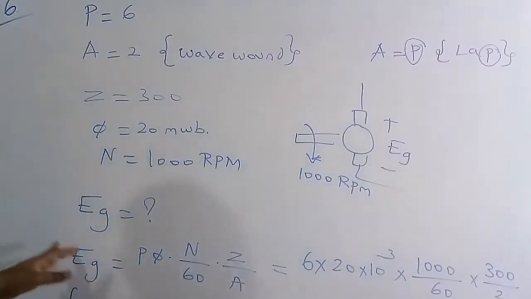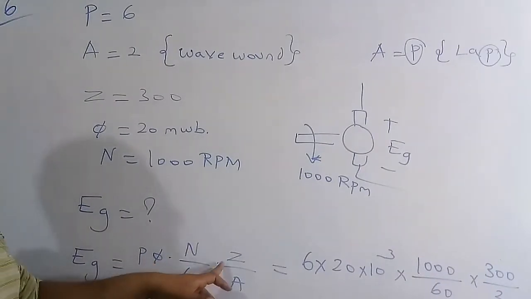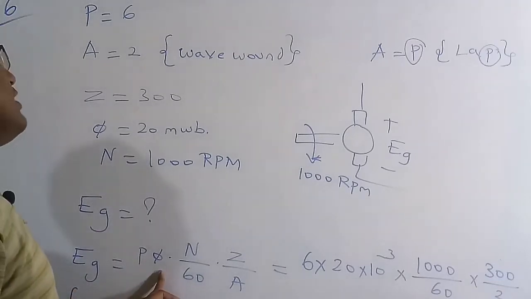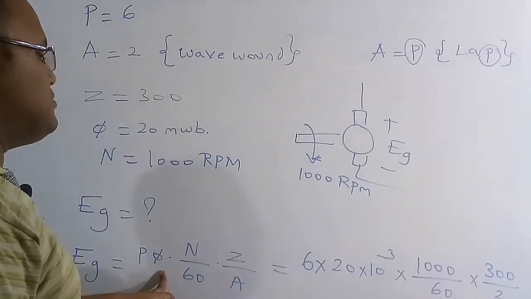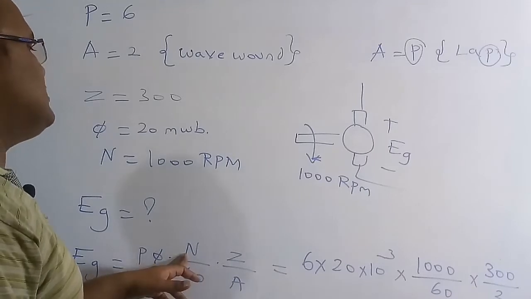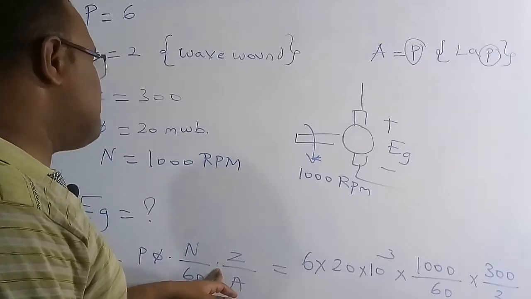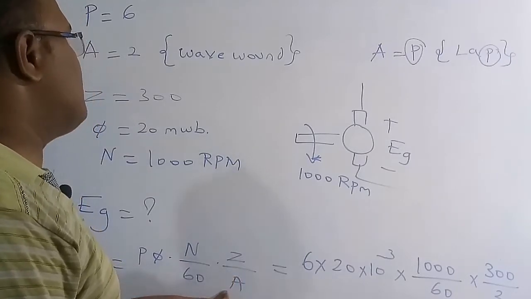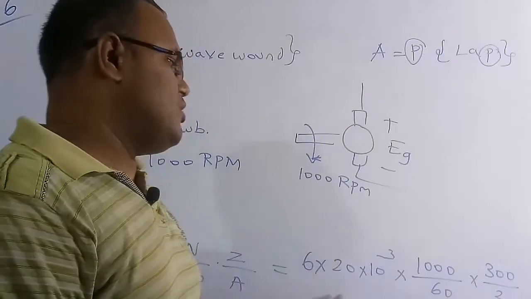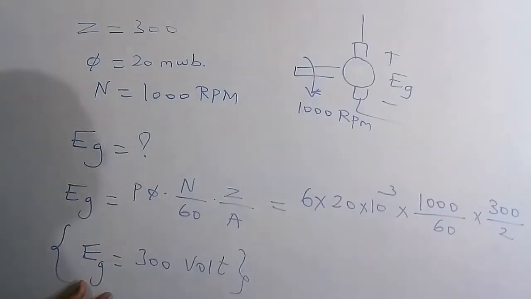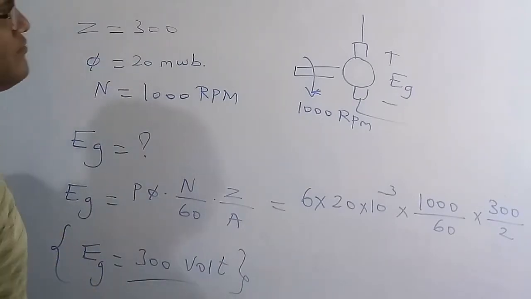So basically the formula is P phi N by 60 into Z by A. This is a very basic formula where P, the number of poles, is equal to 6, and the flux per pole is 20 milliweber, meaning 20 into 10 to the power of minus 3, and the speed they have already given is 1000 rpm, by 60, into the number of armature conductors Z equal to 300, and the number of parallel paths A equal to 2. I have substituted all these values, and if you simplify, finally we get the EMF generated under all these conditions as 300 volt by this DC shunt generator. So 300 volt is the correct solution of this question.